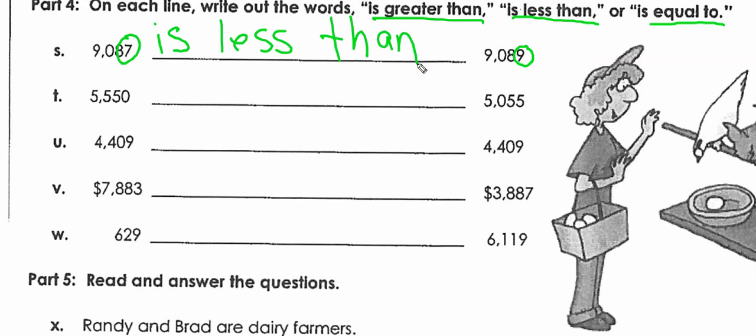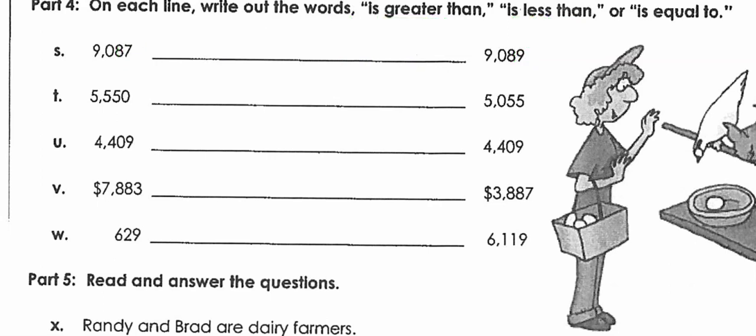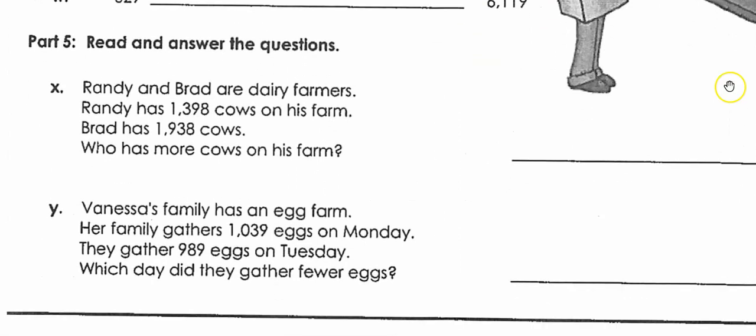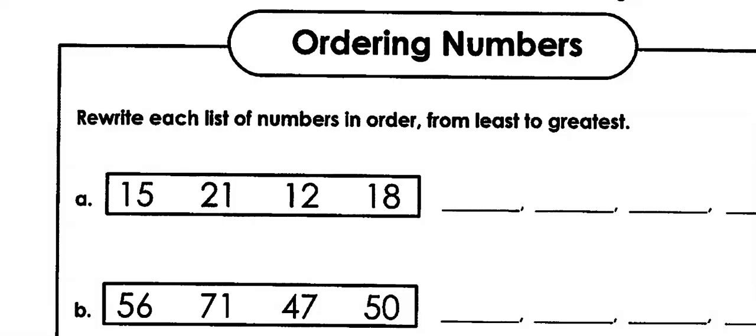And then for part 5, I'll let you do that on your own. Those are just some word problems that you could work on. Same concept. Now you're just answering the question: who has more cows on the farm for letter X? And which day did they gather fewer eggs for letter Y? All right. Enjoy. Have fun. Till next time.